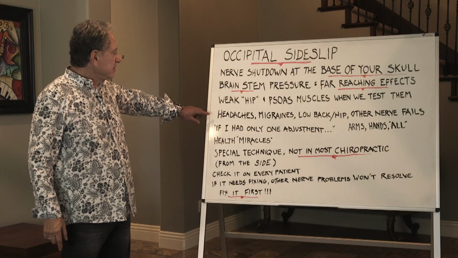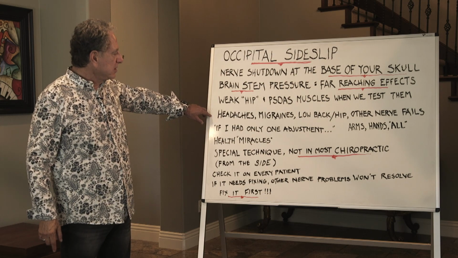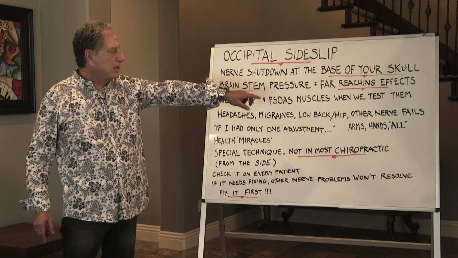And I've often said if I had only one technique, that I was limited to only one thing I could do chiropractically for the rest of my career and had to pick one only, this would be it, correcting occipital side slips. Why? Because it affects so many different things: headaches, migraines, low back, hip problems, other nerve failures, arms, hands, heart. I can tell you cases that are so remarkable.